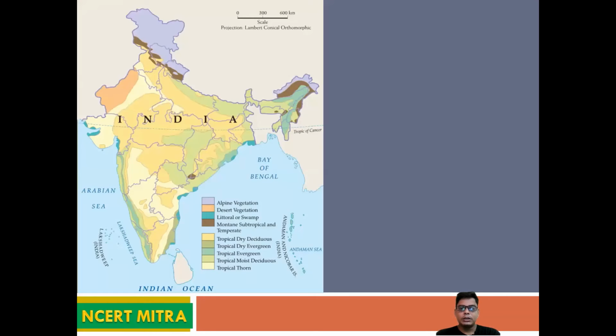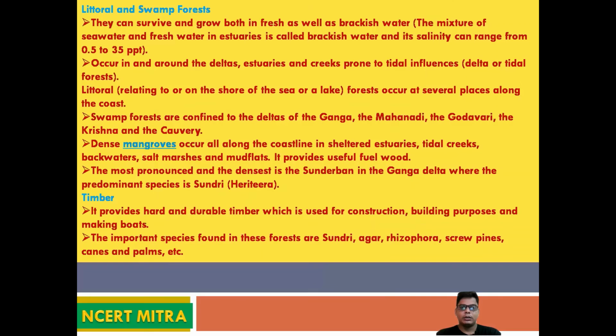So these are the areas where you can find the tropical deciduous forest, tropical dry deciduous forest, and tropical evergreen forest. This color shows the tropical evergreen forest, and light green is shown as per the map. These are the areas where we can find the tropical dry evergreen forest. Tropical evergreen forest can also be found over some portion of India.